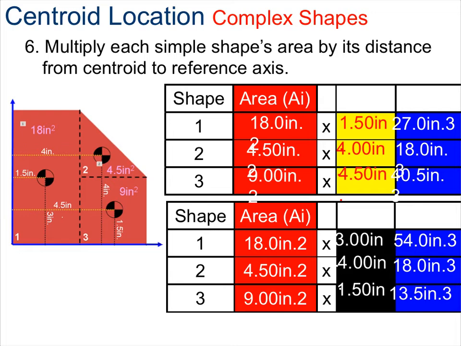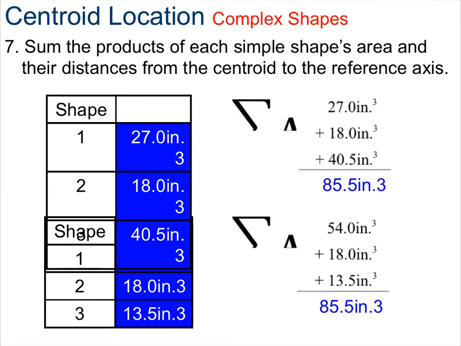And then in shape number 3, we have our area of 9 square inches, multiply it by its distance from the centroid to the x-axis, which is 1.5 inches, and we get 13.5 cubic inches. When setting this up, I would highly encourage that you make these two tables like you see on this slide. So in step 7, you're going to find the sum of the products of each of those simple shapes' areas and their distances from the centroid to the reference axis.